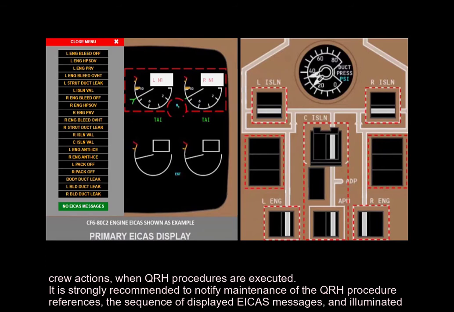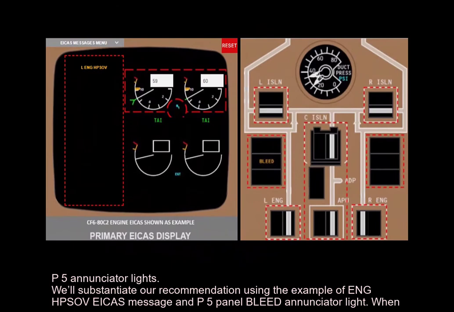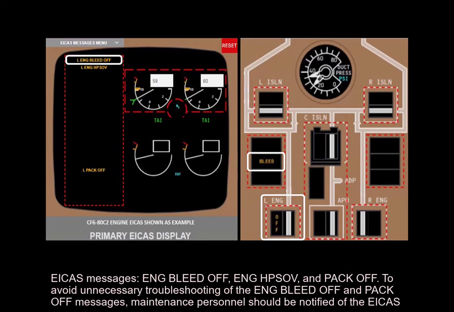It is strongly recommended to notify maintenance of the QRH procedure references, the sequence of displayed ICAS messages, and illuminated P5 annunciator lights. We'll substantiate our recommendation using the example of engine HPSOV ICAS message and P5 panel bleed annunciator light. When engine HPSOV ICAS message is displayed and P5 panel bleed light is illuminated, flight crews are required to shut off the bleed system and air conditioning pack on the affected side. This results in the 3 following ICAS messages: engine bleed off, engine HPSOV, and pack off.